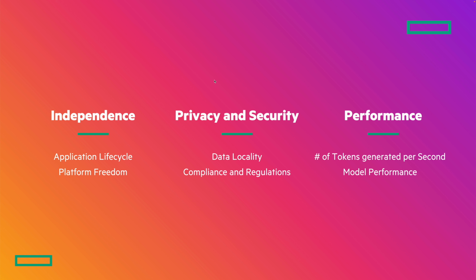First, independence. Think about the stack that you need to build out a code gen application. Ideally, you want to be in full control of that application stack across the lifecycle of that application that you're building out. With on-premise, you have that control. At the same time, you want to make sure that you ensure privacy and security. Code is one of the most sensitive and critical assets an organization may have. Therefore, you need to make sure your code assets are protected and you meet all compliance and regulatory requirements.